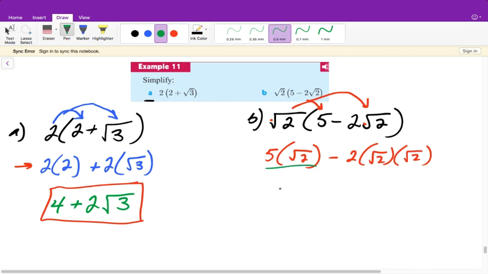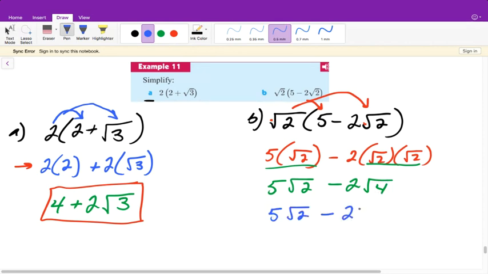Well, whenever I have a whole number times a radical, it just becomes 5 times the square root of 2 minus, since these indices are the same, I can multiply what's on the inside, so it's the square root of 4. And now, if I can simplify, I must simplify. So 5 times the square root of 2 minus, and the square root of 4 we know is equal to 2. So it becomes 5 times the square root of 2 minus 4.